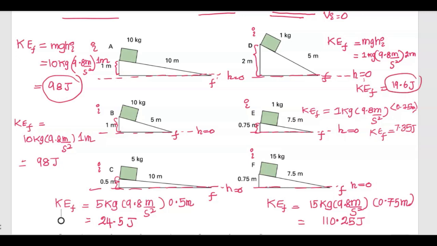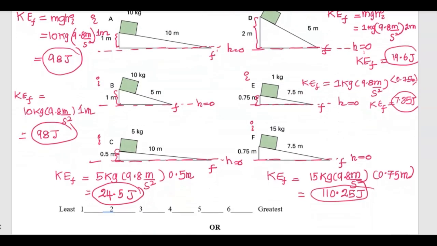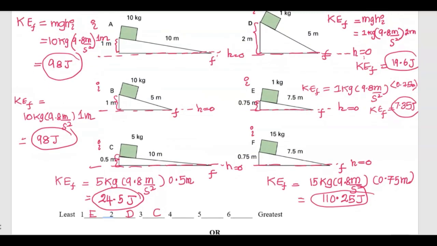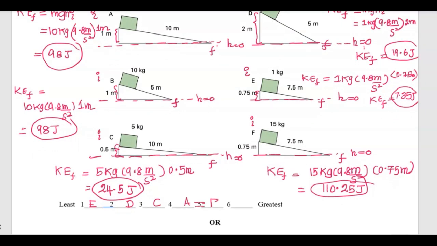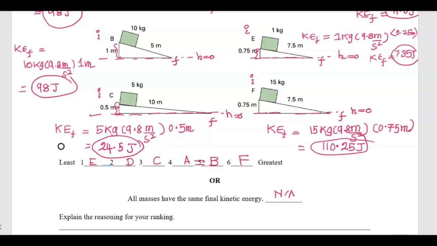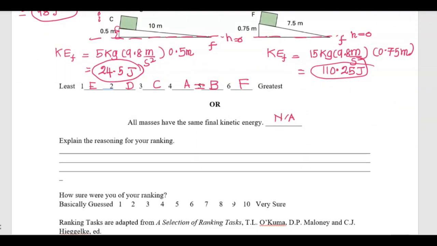Okay, so now let's rank the final kinetic energy starting from the lowest to the highest value. The lowest one is 7.35 joules. That would be E. And then you have D, C, and A is equal to B, 98 joules. Make sure to show that they're equal. And then the last one, the greatest one, is F, 110.25 joules. You can see the final kinetic energy was independent from the path taken. Do all masses have the same kinetic energy? No, that's not applicable for this case.